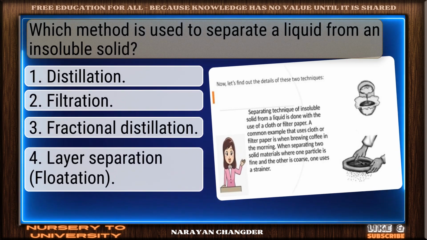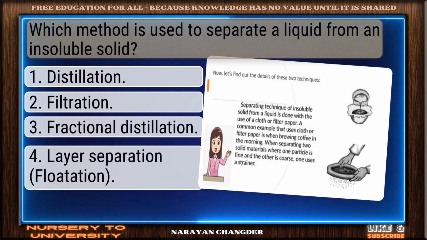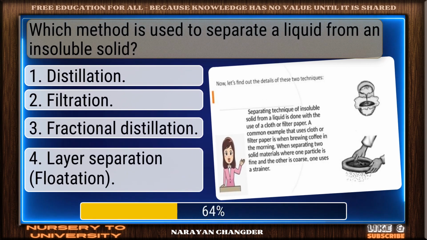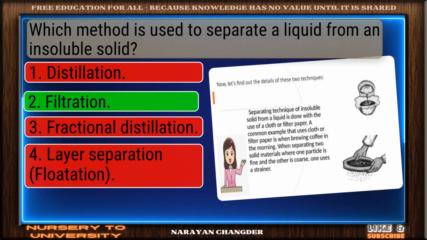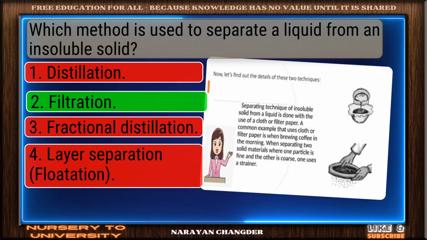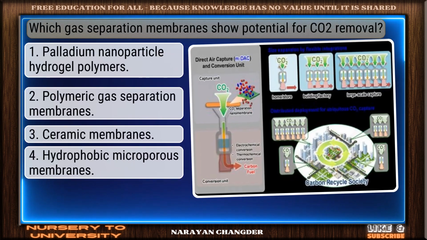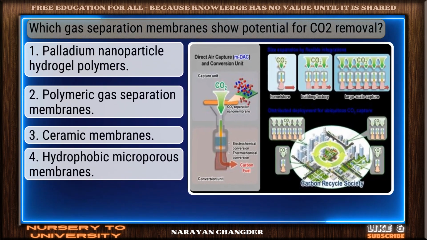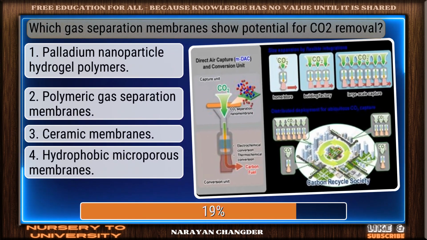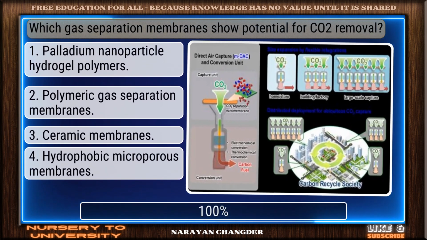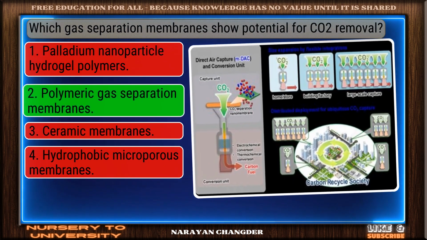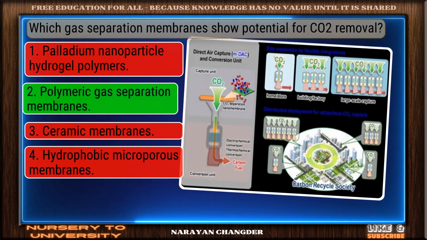Which method is used to separate a liquid from an insoluble solid? Correct response. Filtration is the most accurate answer. Which gas separation membranes show potential for CO2 removal? Nicely done. Polymeric gas separation membranes is a solid answer.